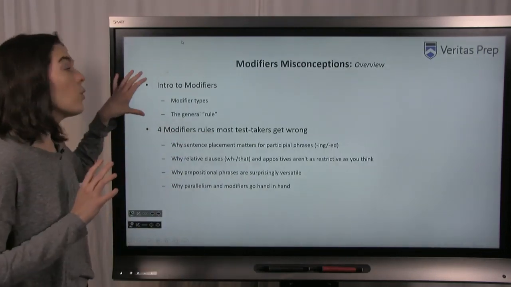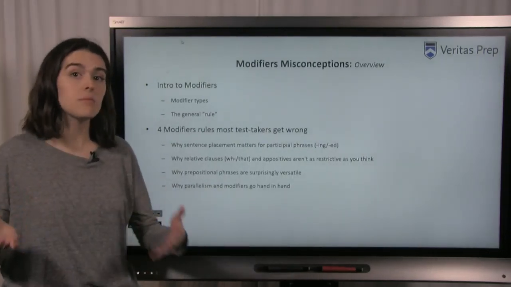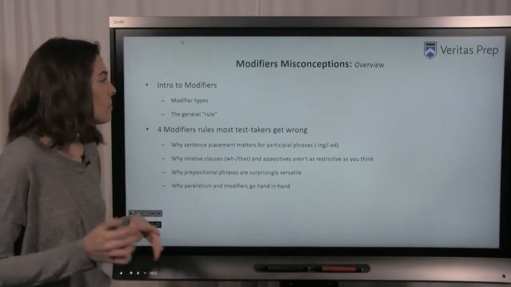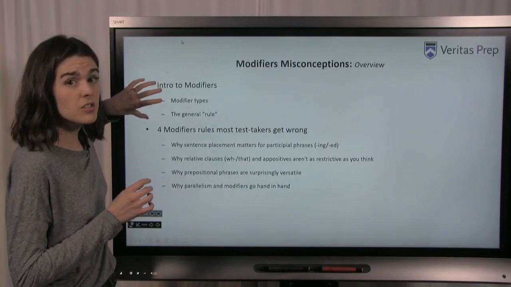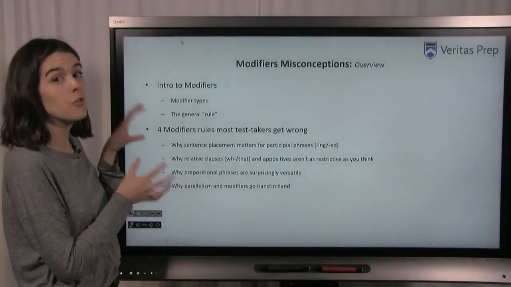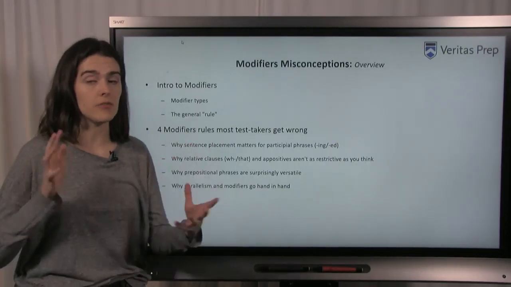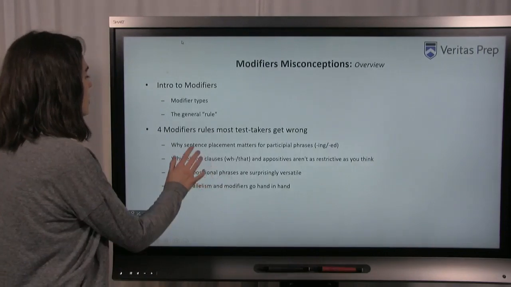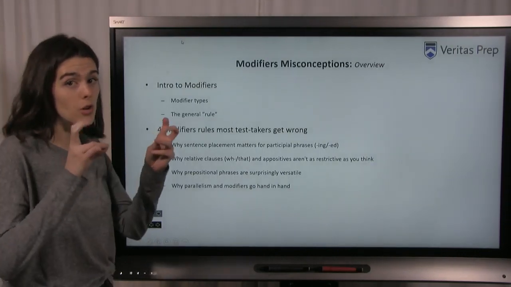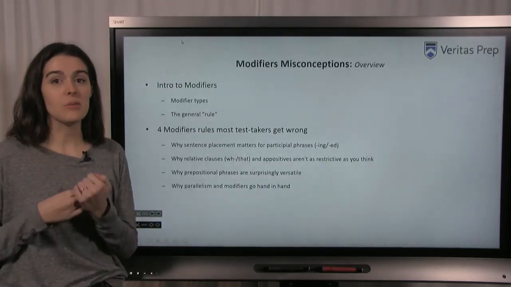So we're gonna do that very quick intro to modifiers, and then we're gonna talk specifically about four higher level things in modifiers that test takers make mistakes with, that test takers struggle with. We're not gonna be covering all of the details here, so this is not comprehensive. We are specifically focusing on four higher level things that can be mistakes. But I will hang out afterwards if you guys have more questions on modifiers. So we are gonna do an intro to modifiers, talk about our four different modifier types, and then give the general rule for modifiers. Note that rule is in quotes. And then we're gonna talk about the four modifier rules that most test takers get wrong.